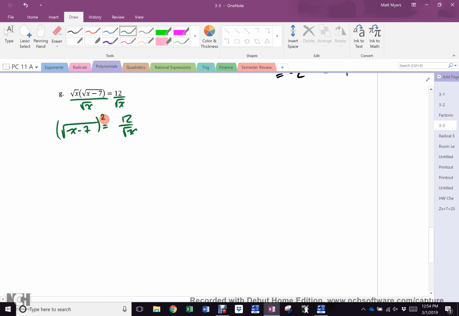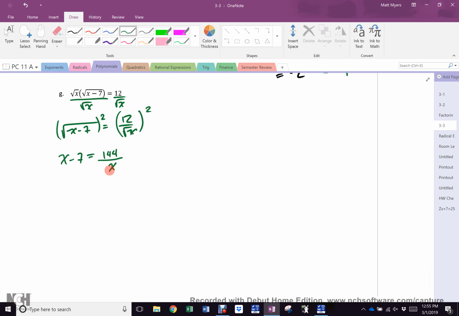I'm going to square that, yes? So what do I get over here? x minus 7, easy peasy. When I square this side, what's going to happen to that x? Square root squared. What's going to happen? It's going to disappear, isn't it? So I'm okay, right? What is 12 squared? 144. Over, what's the square root of x squared? x. Easy peasy lemon squeezy, right?